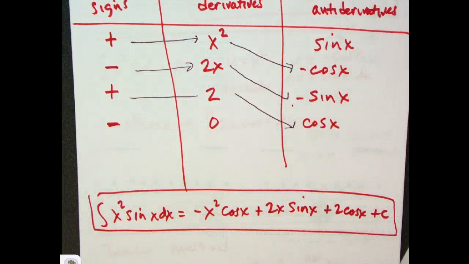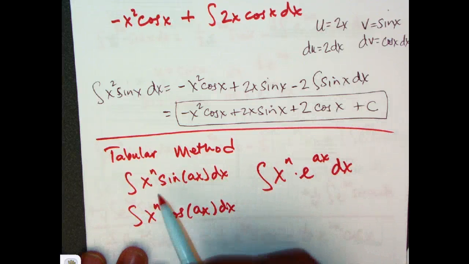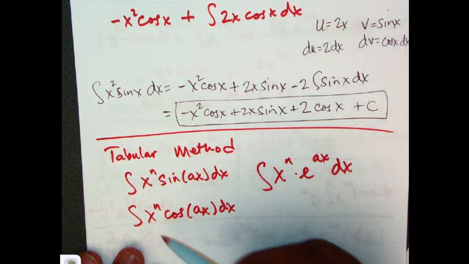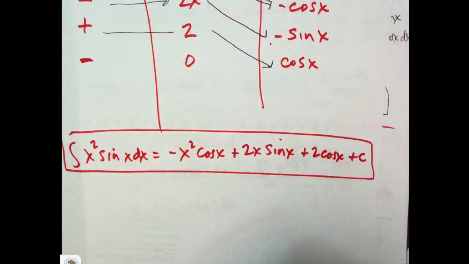Okay. So the tabular method again works well with integrals of the form x to the n sine of ax, x to the n cosine of ax, x to the n e to the ax.